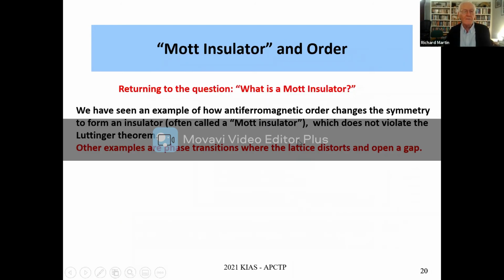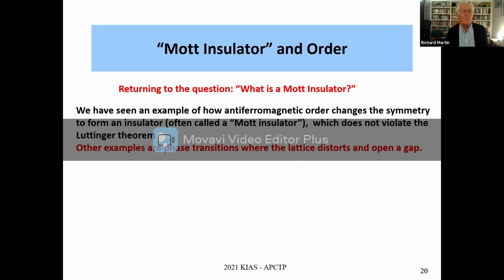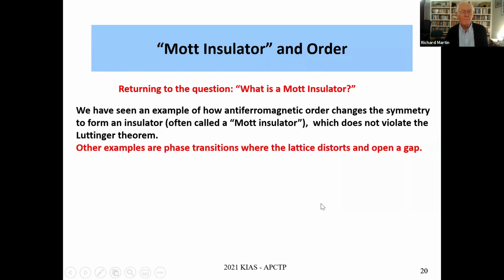So now let's return to this question. What is a Mott insulator? So we've seen that we can explain the case with this antiferromagnetic order that causes the system to turn into an insulator, and it doesn't violate any principles. Other cases would be that phase transition that comes when you have a lattice distortion and opens a gap. So there's a big question.